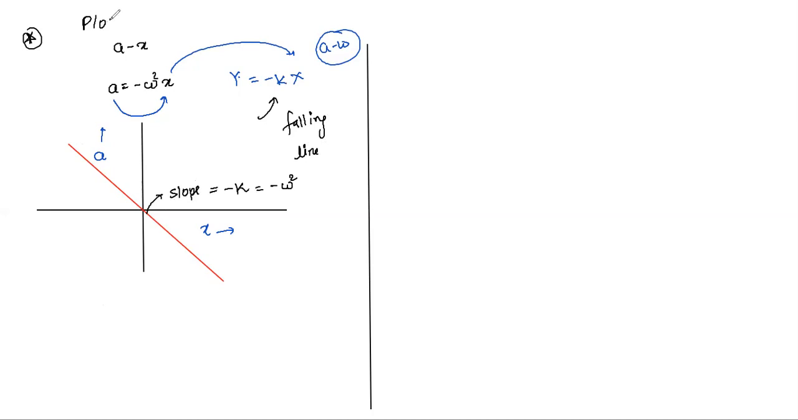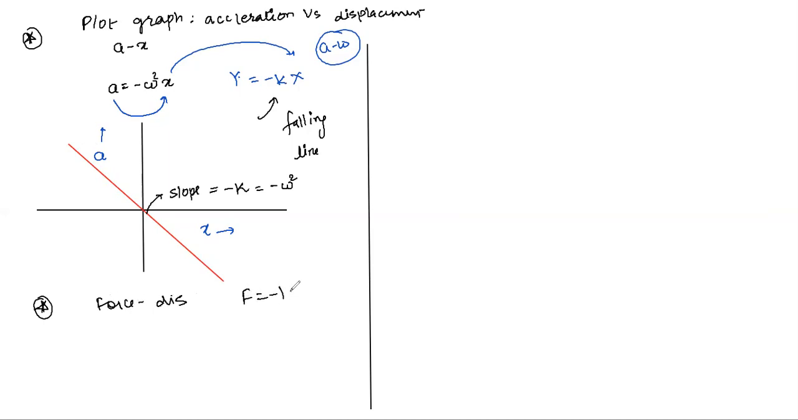So our purpose was to plot a graph for acceleration versus displacement. Are we clear with this, Karuna? Yes, sir. Okay, now how about the graph between force and displacement? A straight line. Sure? Yes, sir. So we will have this as minus omega square.